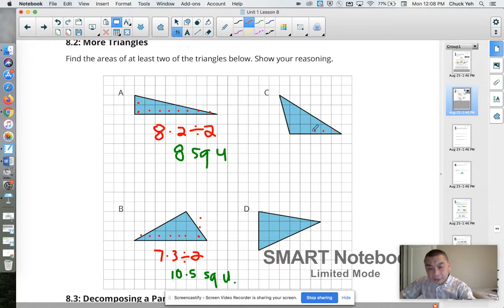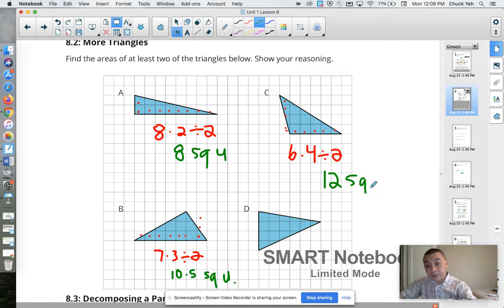1, 2, 3, 4, 5, 6. Now you're probably gonna have a question. Well, why do we count this little one, right? I'll tell you in a minute. So 1, 2, 3, 4, 5, 6. How about the height? 1, 2, 3, 4. And then divide by 2. So 6 times 4 is 24. And 24 divided by 2 is 12. Right? 12? Yep, 12. So 12 square units.